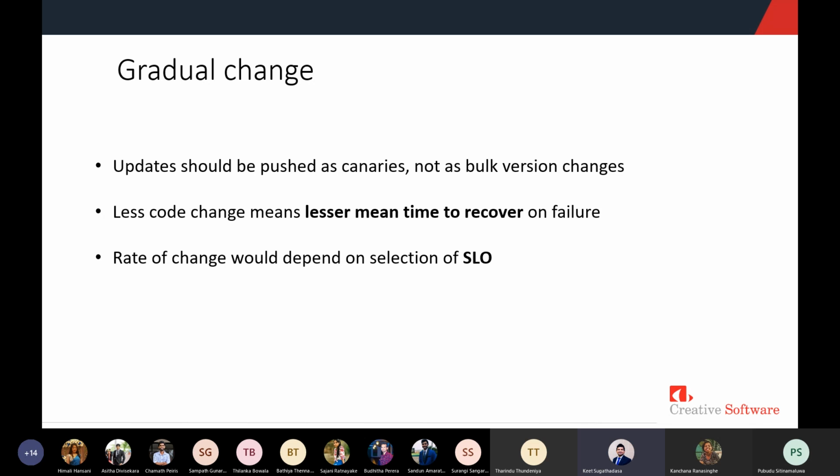And also, less code change, that means less feature delivery, means lesser mean time to recover on failures. When a failure happens, it is easy for you to recover. And the rate of change would also depend on the selection of SLO. So if the SLO is getting violated, as I mentioned in the previous slides, from time to time, you need to make sure that the feature delivery, the rate of change of code, is balanced. If it is getting violated and violated, you can't keep on delivering features to the production system.